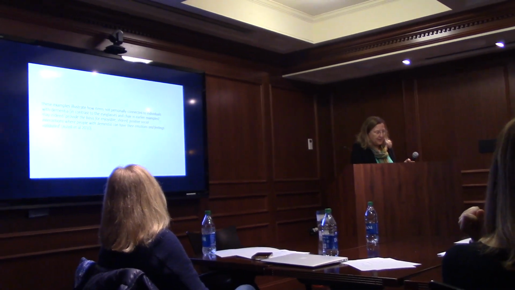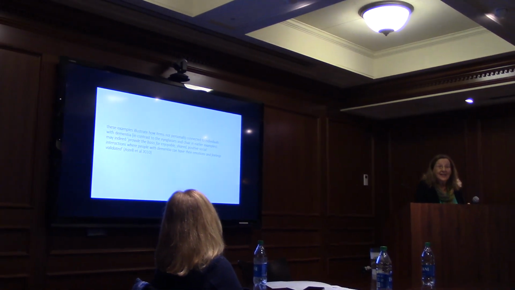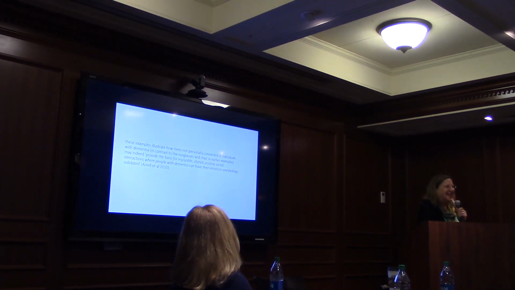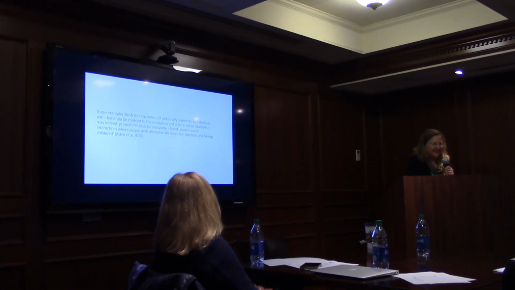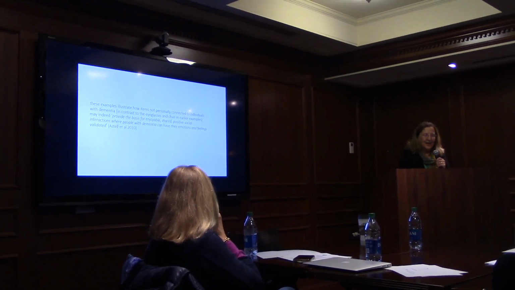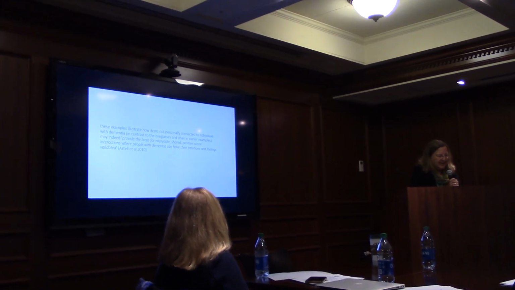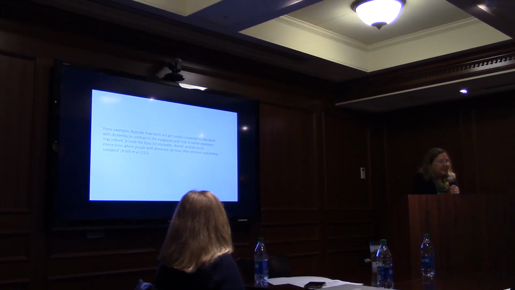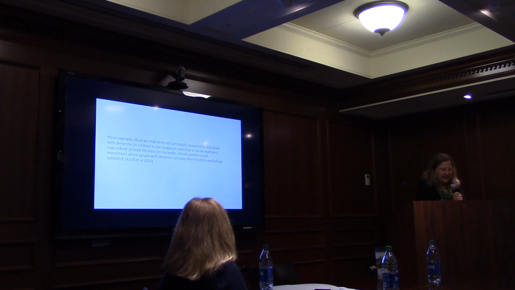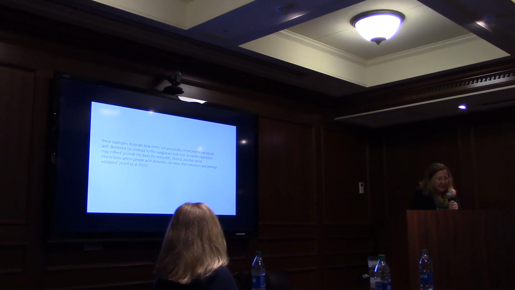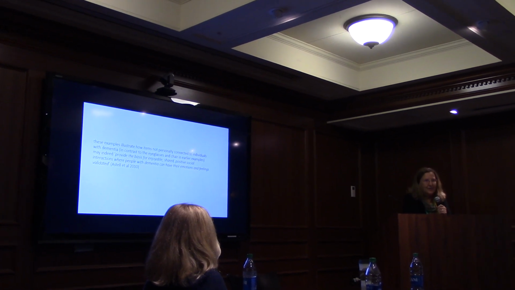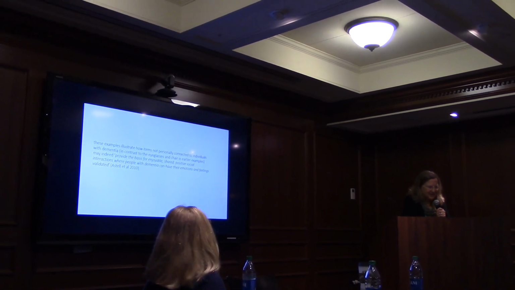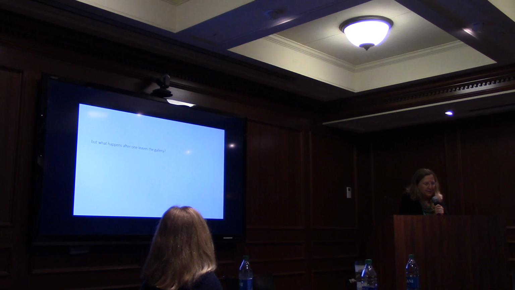So these examples illustrate how items not personally connected to individuals with dementia, such as the eyeglasses and the apartment furniture before, may indeed, as Astell et al. say, provide the basis for enjoyable, shared, positive social interactions where people with dementia can have their emotions and feelings validated. I would consider this to be part of social justice. But what happens after one leaves the gallery?